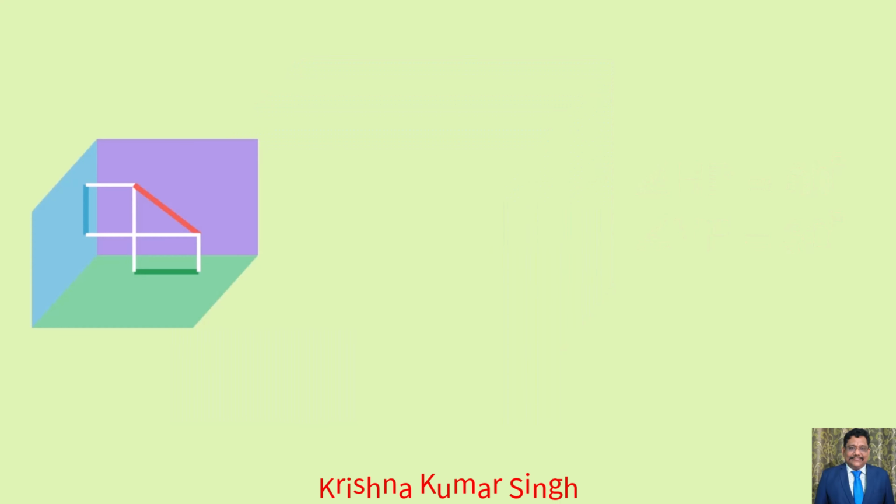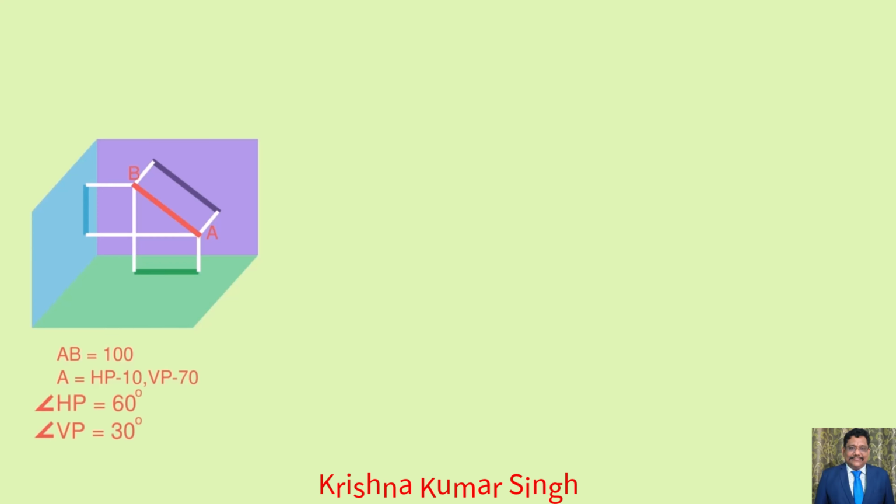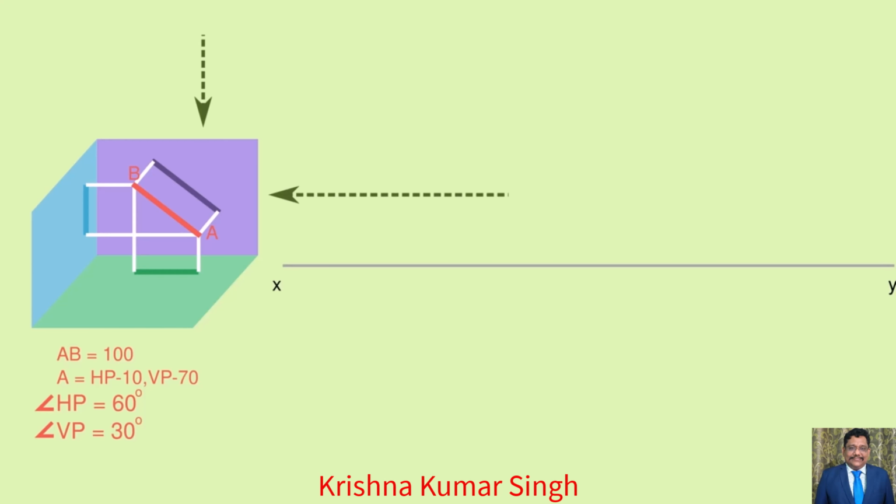Now let us start a problem. A 100 mm long line AB has its end A at 10 mm above the HP and 70 mm in front of the VP. The line is inclined at 60 degrees to HP and 30 degrees to the VP. Draw its projections. Now let us draw the XY line, say 100 mm. Here from front and top view we are not able to get the true length.